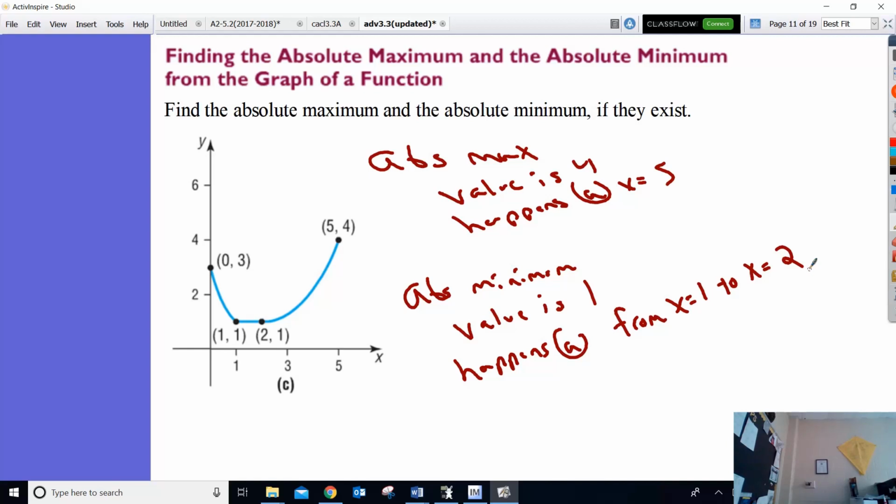Use brackets or parentheses. Brackets. Those are equal signs. What goes in those brackets? 1, comma 2. That value, y is 1, exists over that interval. Come on, kids, you guys got to get interval notation down. It's not that bad. Would you just rather write everything out in words? I guess so.